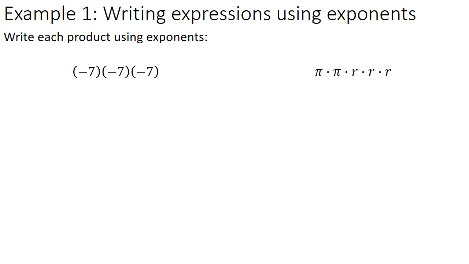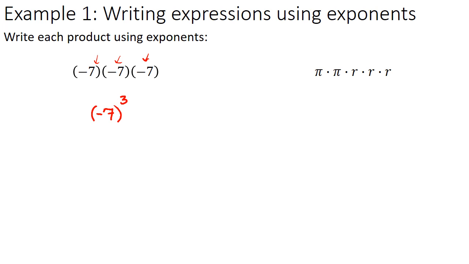Okay, so we're going to practice writing some expressions using exponents. So we're going to take each of these products and we're going to rewrite them using exponents. So as we look at this right here, we have -7 times -7 times -7. So what I can know is my base is going to be -7. And when I do this, I see that it happens 1, 2, 3 different times, which means my power is to the 3rd power.